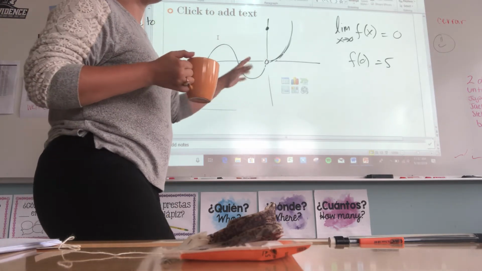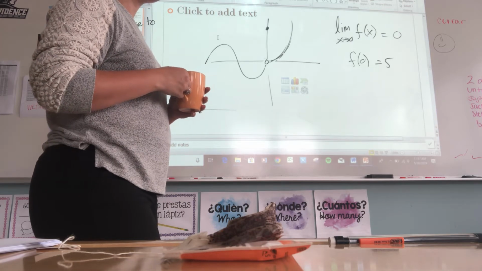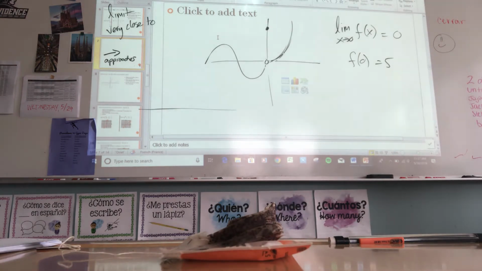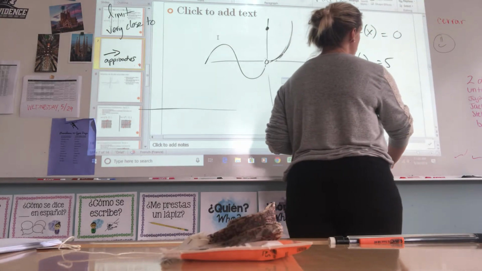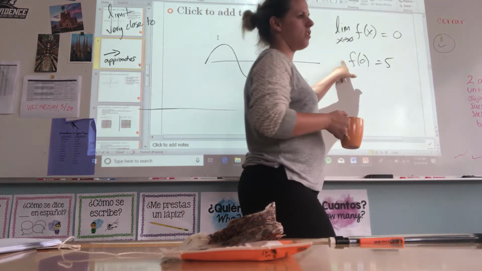Riley, what's your question? Just like how we did it on the classwork, all we did was equal 0. Is that not good enough? Do we have to include the f of 0? I would like you to include this.